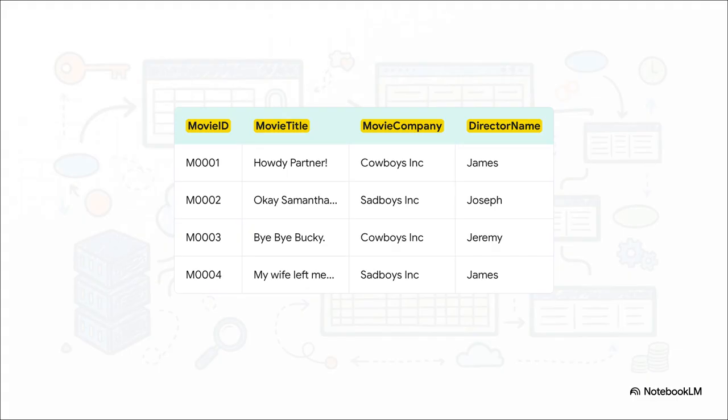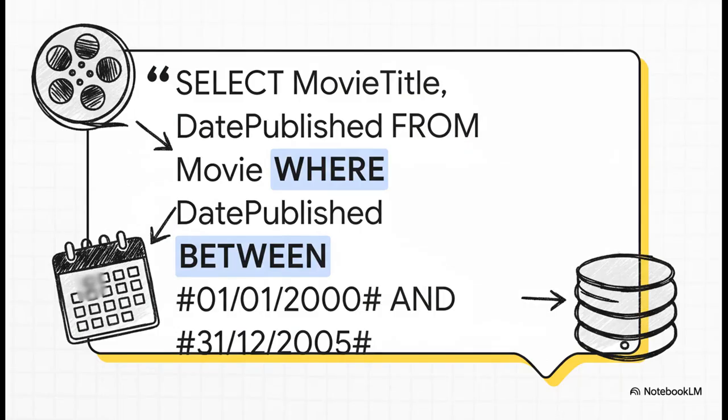Okay, so once that data is captured, it lives in a table that looks something like this. Let's use this simple movie table as our construction site. You can see each movie has a unique movie ID, that's our primary key, and then we have the title, company, release date, and director's name. Pretty straightforward. Now for the fun part.